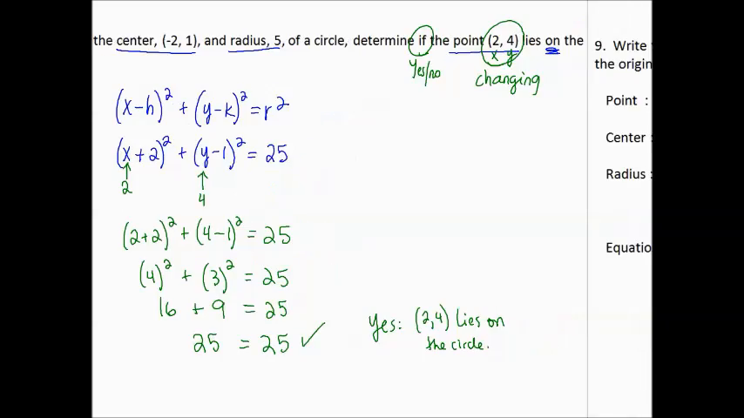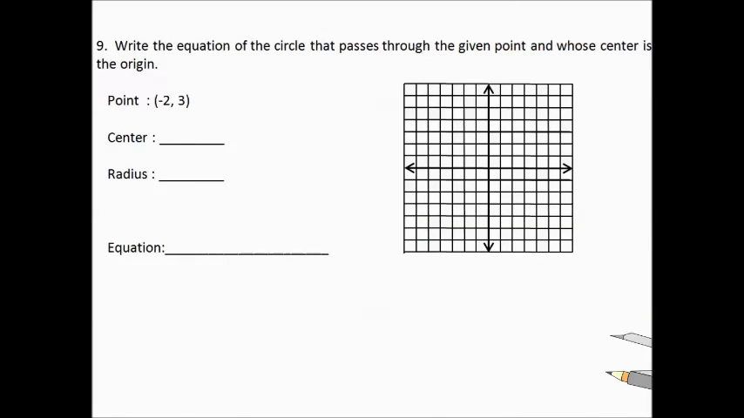What else are we going to see? Write the equation of the circle that passes through the given point and whose center is the origin. What does that mean, the origin? That's the point (0, 0), the origin of the graph. Remember to write the equation of a circle, (x - h)² + (y - k)² = r². We need the center, got it, and the radius. We don't have that yet, so we've got to figure that out.